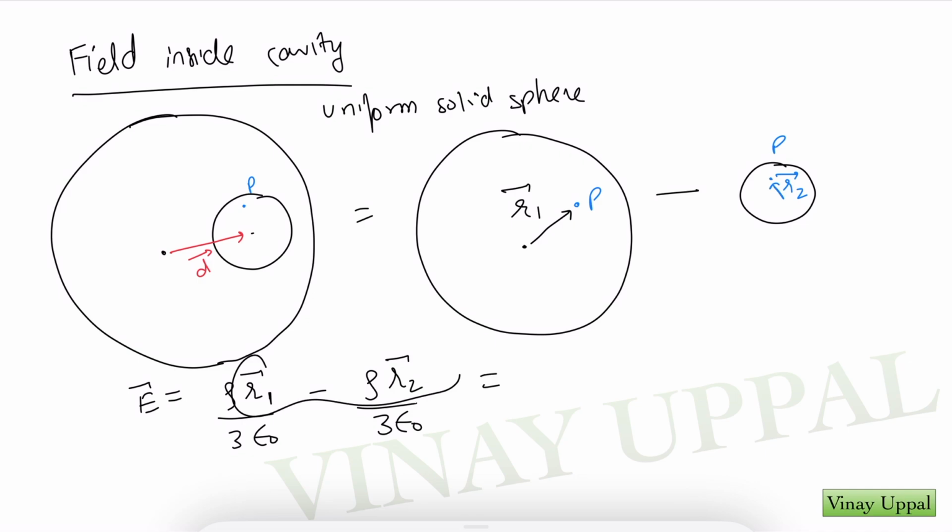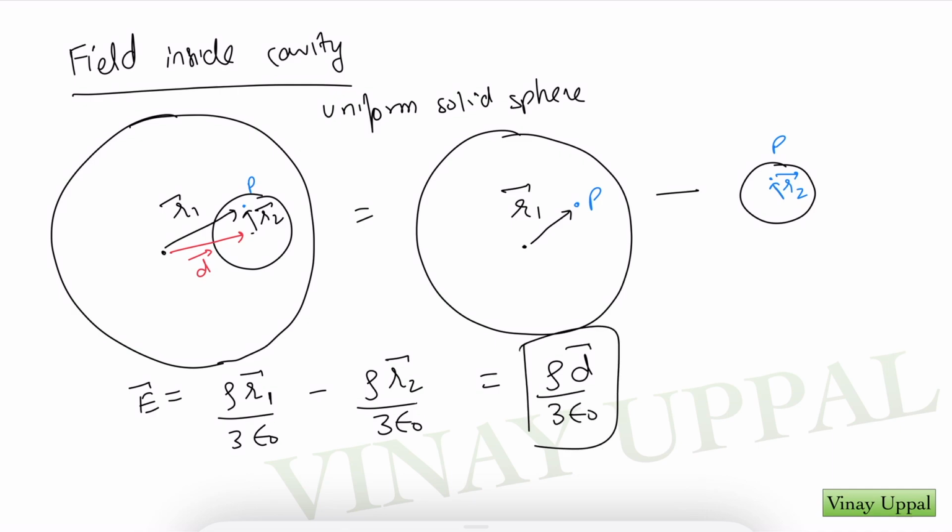And what is r1 minus r2? r1 minus r2 is nothing but D vector, you should be able to see that. This is r1 vector, this is r2 vector. So r1 minus r2 is nothing but D vector, so I'll have rho D by 3 epsilon naught. So this is a very nice result: the field inside a spherical cavity, inside a uniformly charged sphere, is uniform, and it is parallel to D vector. At any point P, r1 minus r2 will result in D vector. So if this is D vector, the field lines are going to look like this, parallel to D vector.